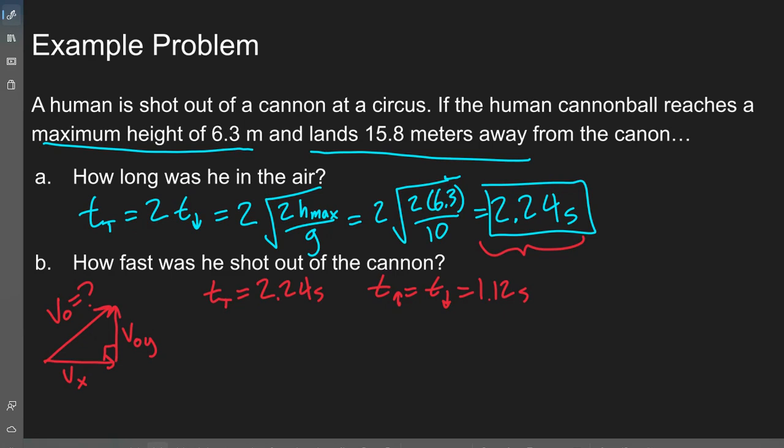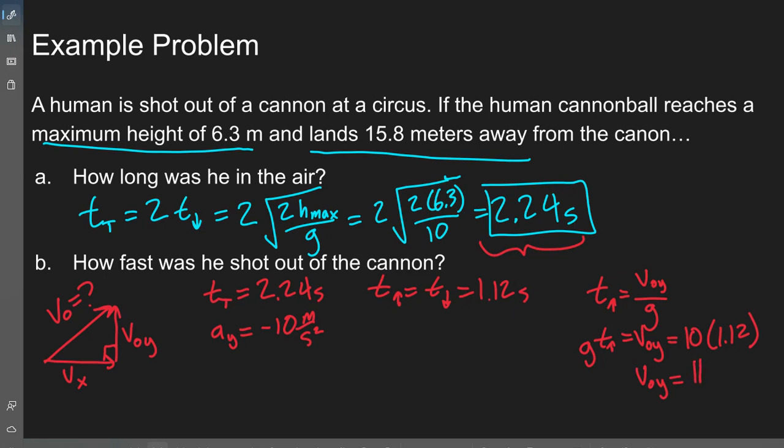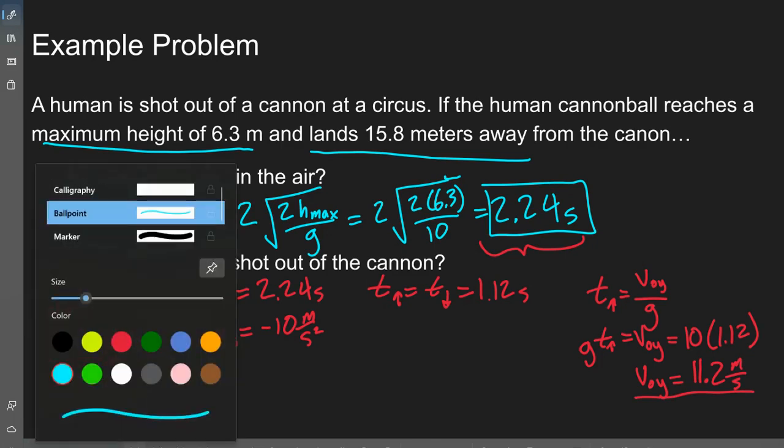We're also on the y-axis, so we know acceleration in the y-axis is negative 10 meters per second squared. We're looking for velocity initial in the y-axis. So we can use the time up equation, which is equal to v naught y over g, because g is our acceleration here. I'll multiply g on both sides, so g times time up is v naught y. That's equal to 10 times 1.12. So v naught in the y-axis is 11.2 meters per second. There's one of our velocities here.